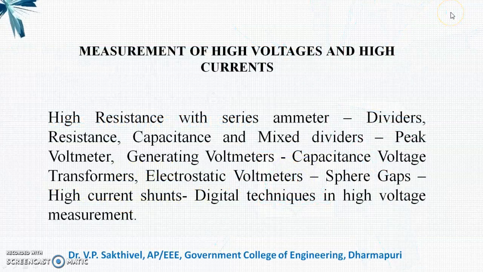Okay. In this chapter, we will discuss the high resistance with series ammeter, resistance dividers, capacitance and mixed dividers, peak voltmeter, generating voltmeter, capacitance voltage transformer, that is CVT, electrostatic voltmeters, spear gaps, high current shunt, and digital techniques used in high voltage measurement are included in this chapter.